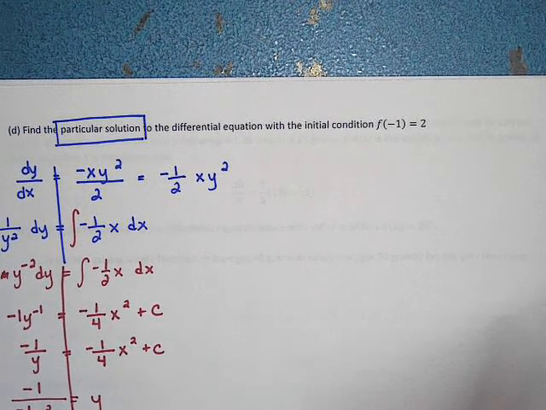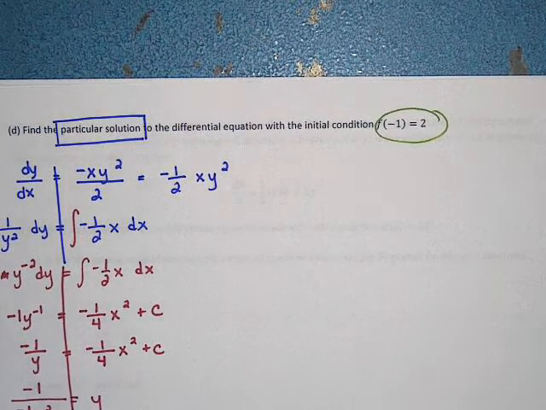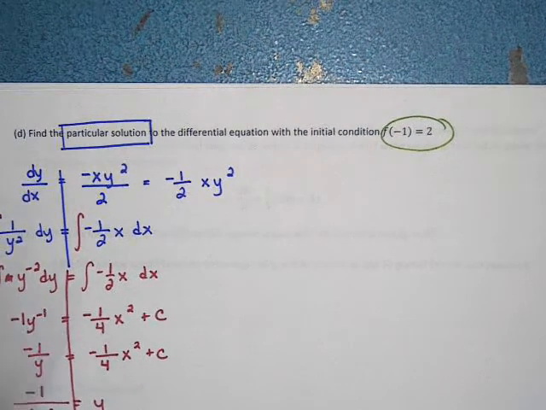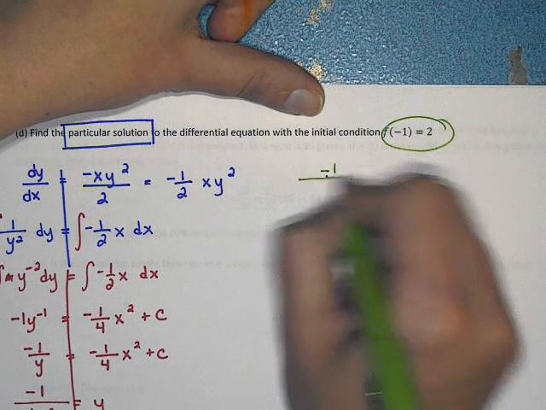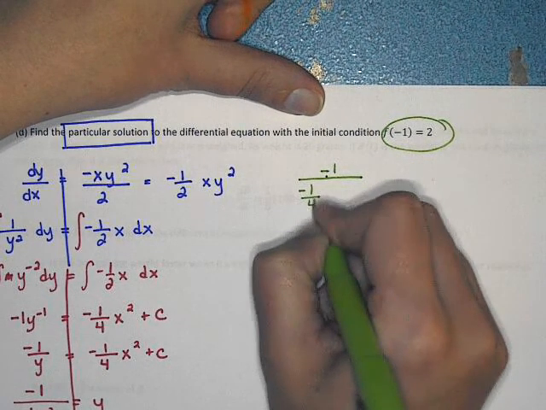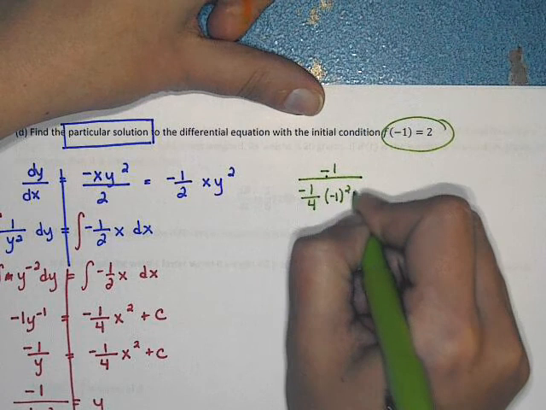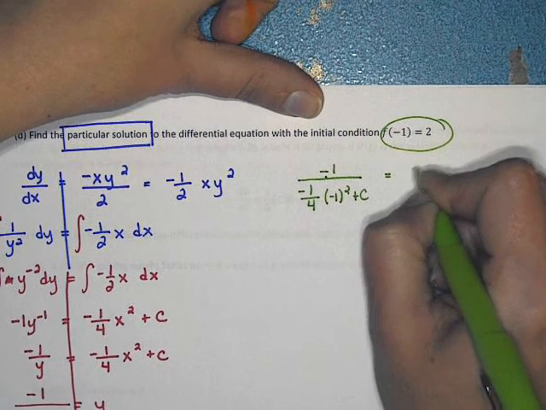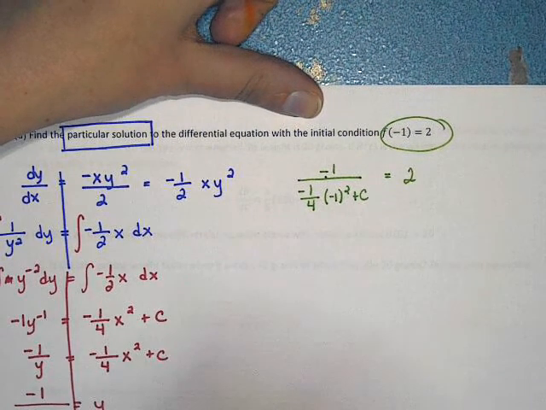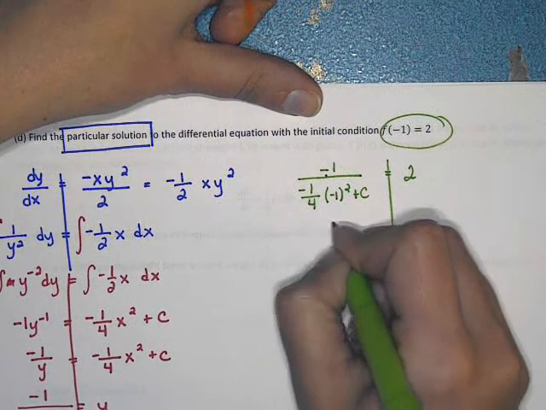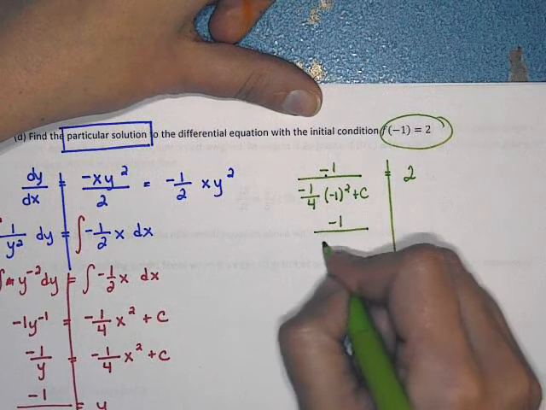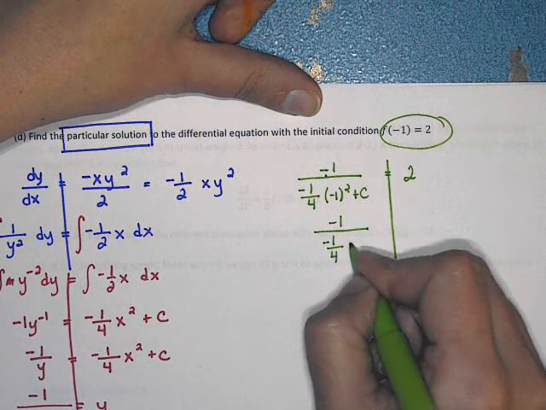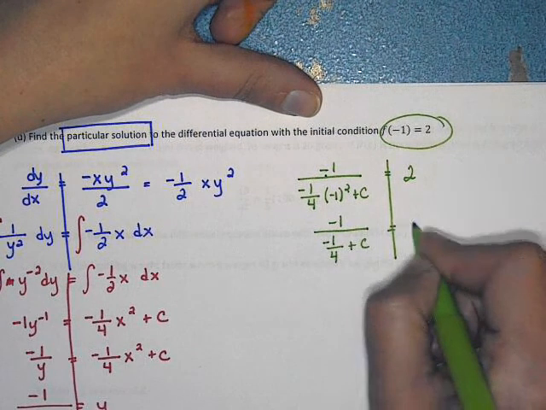Now what I'm going to do is use my initial value to figure out c. So I'm going to plug in x and y. I'm going to have negative 1 over negative 1/4 times negative 1 squared plus c equals 2. Now I'm going to solve. So I'm going to have negative 1 over negative 1 squared is positive 1 times negative 1/4 is negative 1/4 plus c equals 2.